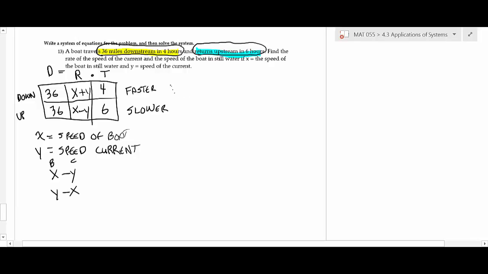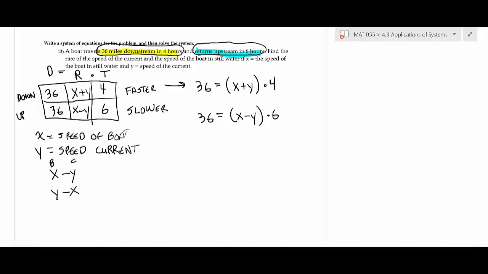Set up your equation now. Let's go ahead and set it up, and I'll let you finish it up. So the equation on the first row is going to be distance, 36, equals rate times time. The second equation is going to be 36 distance equals x minus y times 6. Now take it from there. One thing you want to notice is that you have two choices. You could say 4x plus 4y equals 36, or 6x minus 6y equals 36, or you could divide by 4 and divide by 6. Your choice, I don't care. Whichever way you think is easier, go ahead and take it from there.